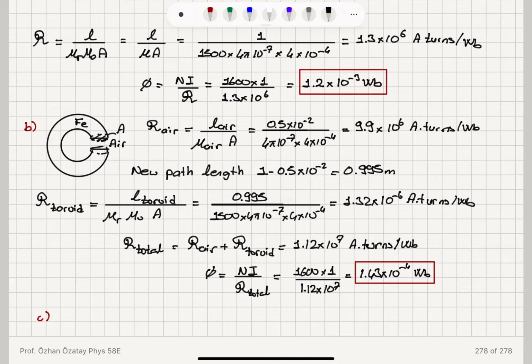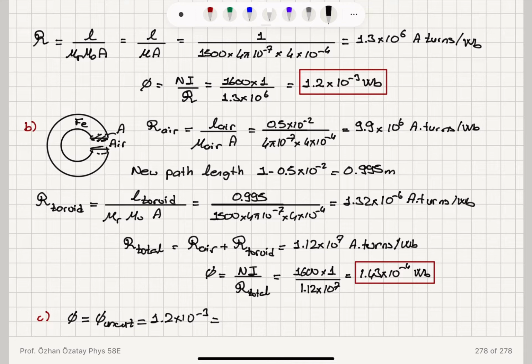You can see that the flux has decreased. It was 1.2 times 10 to minus 3. It's now 1.4 times 10 to minus 4. The flux is going to be equal to the flux in the uncut toroid, which was 1.2 times 10 to minus 3. And how do I obtain that?